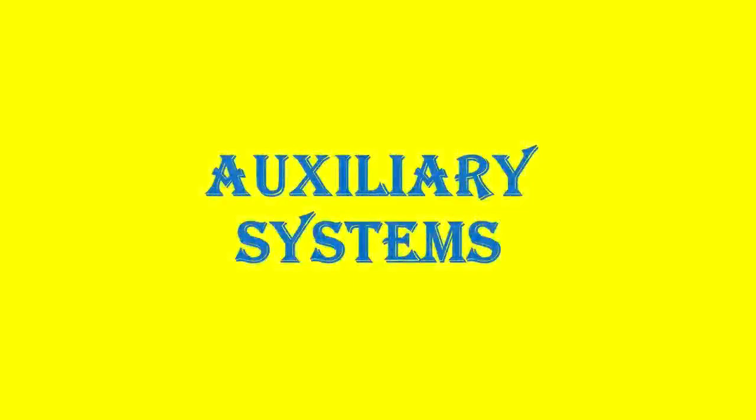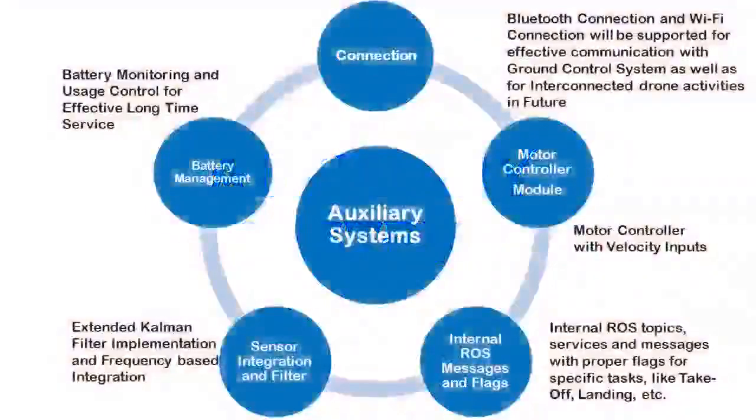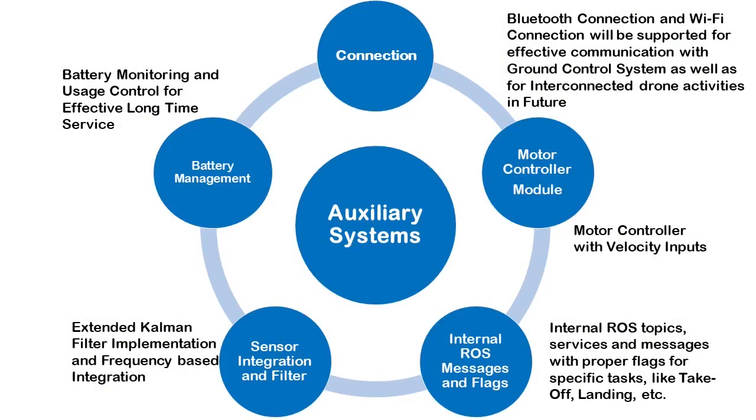Now comes the next segment, that are the auxiliary systems. These auxiliary systems are composed of the connection module, which is the Bluetooth connection and the Wi-Fi connection. Such connections will help to connect with the ground control system as well as for interconnected drone activities.